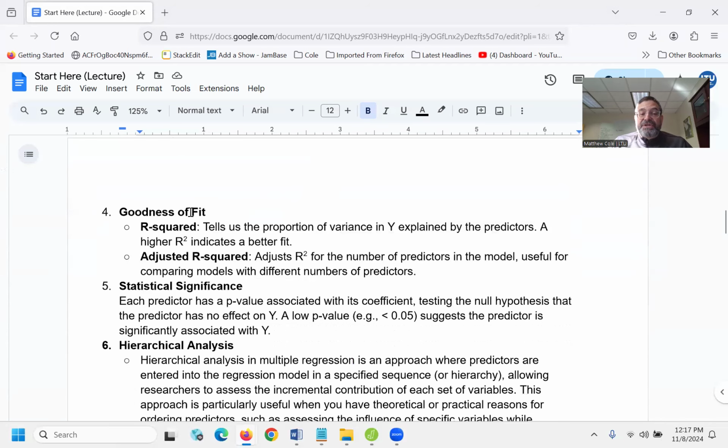Another key term is goodness of fit. We learned about R squared in the last lecture. That tells us the proportion of variance in Y explained by the predictors. A higher R squared indicates a better fit. So that's another way of thinking about R squared, which is helping us understand the effect size in the linear regression. It's also what we call a measure of the goodness of fit. The higher the R squared, the better the fit of this group of predictors.